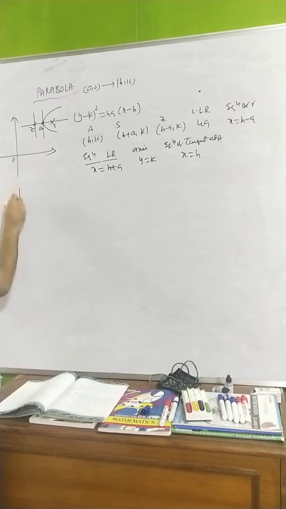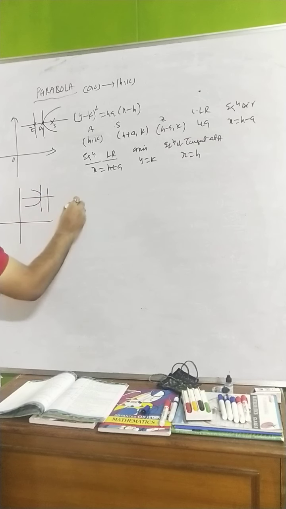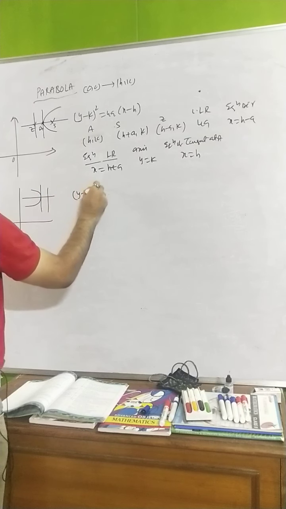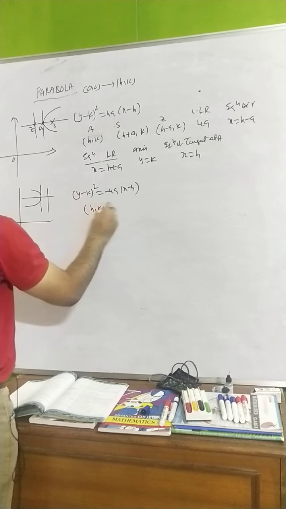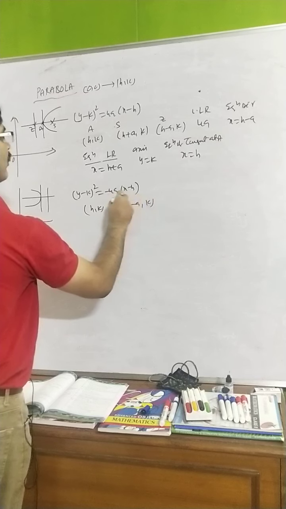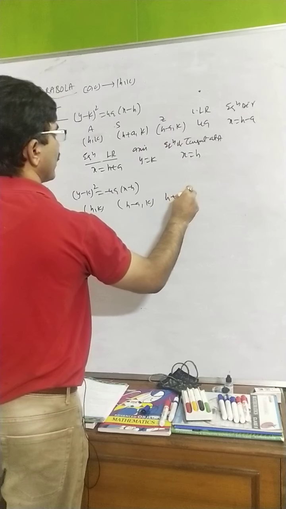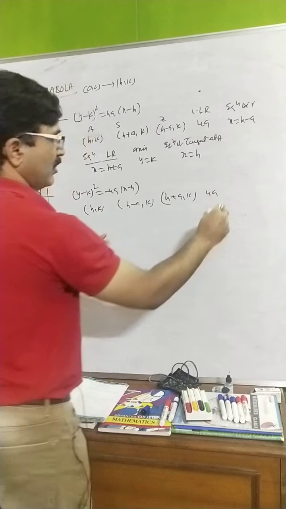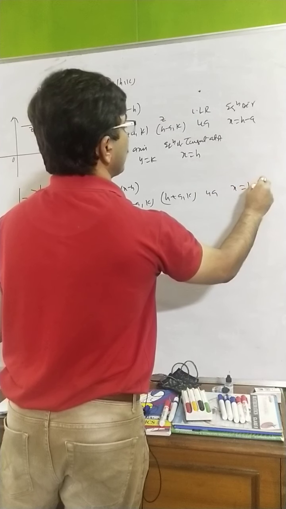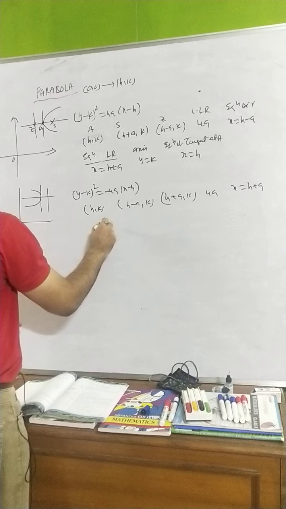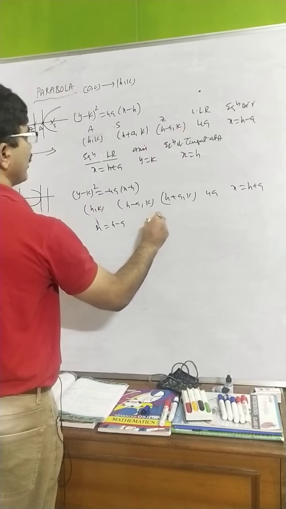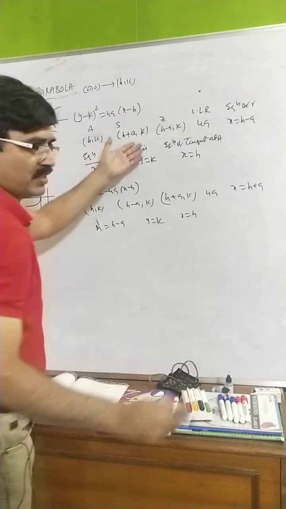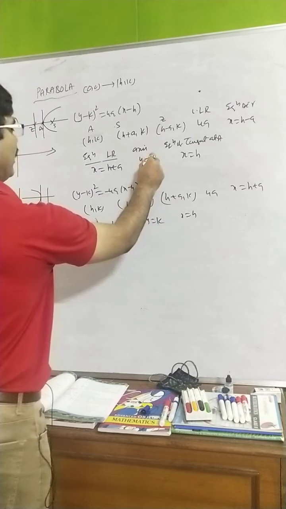Now in the next one, I want to take the same equation with minus 4a into (x minus h). This is (h, k) as usual, but Z is (h minus a, k) and S is (h plus a, k), and 4a is the same. Whereas here the directrix is x is equal to h plus a, and the latus rectum is x is equal to h minus a. y is equal to k and x is equal to h are the same as before: the axis and the tangent.